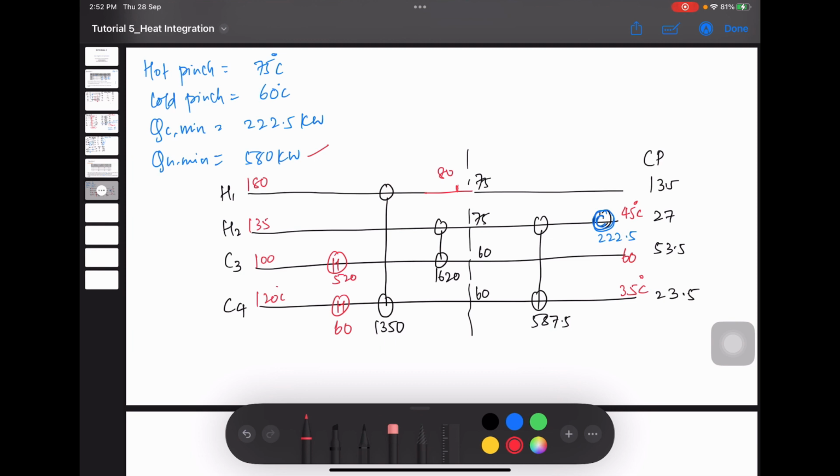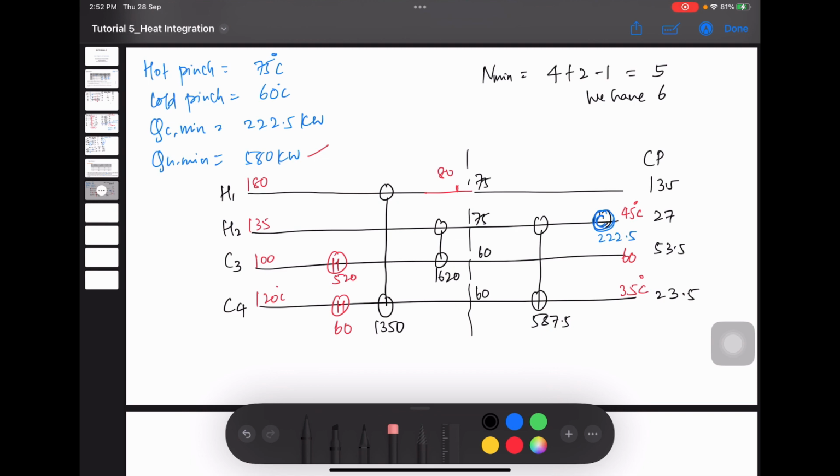Now when we have to redesign it, what do we have to look into? What is the minimum number of units required here? Our minimum number of units required is the number of streams, which is 4, plus 2 utilities, hot and cold, minus 1, so it will be 5. But how many do we have? We have 2 heaters, 3 heat exchangers and 1 cooler, so we have 6.